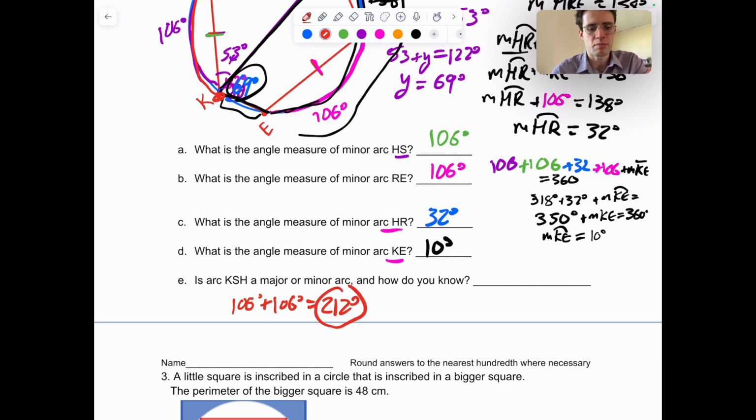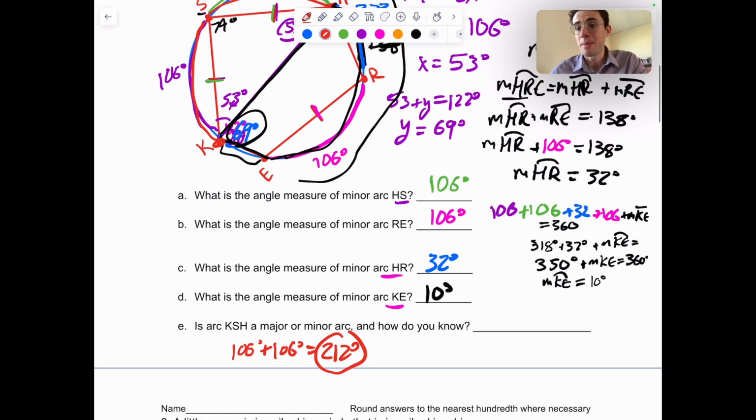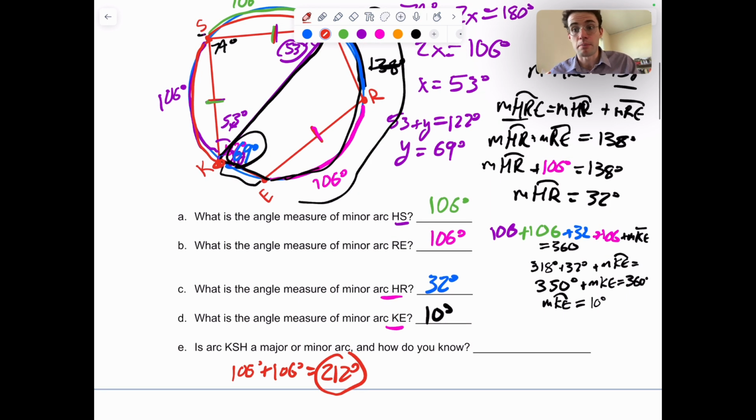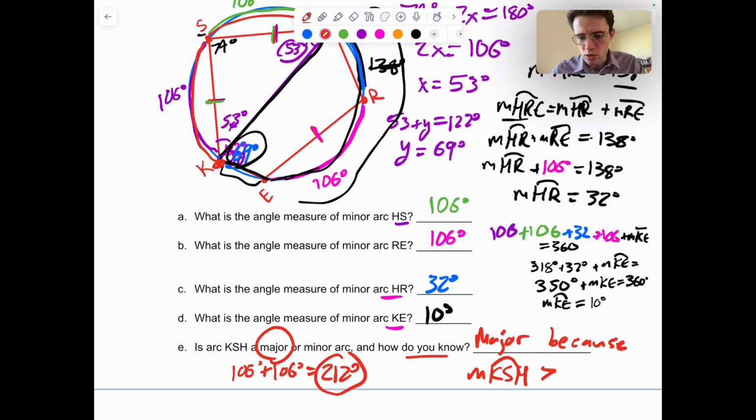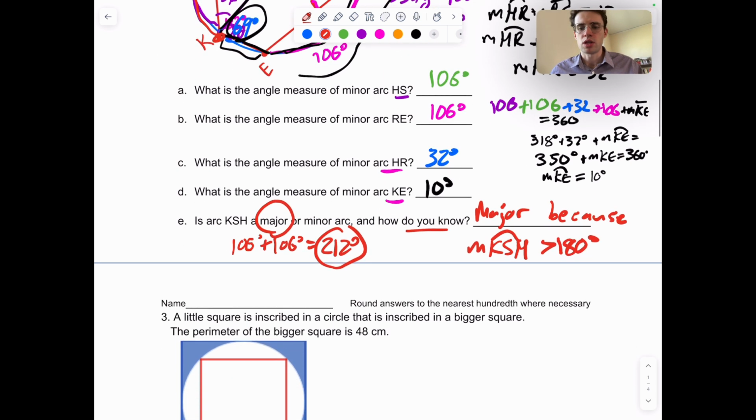Now the reason that I'm finding the measure is a minor arc is an arc that's less than half the circle, or less than half the circumference. So it's going to be less than 180 degrees. If your arc has a measure that's greater than 180 degrees, then you know it's actually a major arc. So in this case, it is a major arc. And they say, how do you know? Because the measure of its arc KSH is greater than 180 degrees, right? It was 212 degrees. So that's all you've got to do for that.